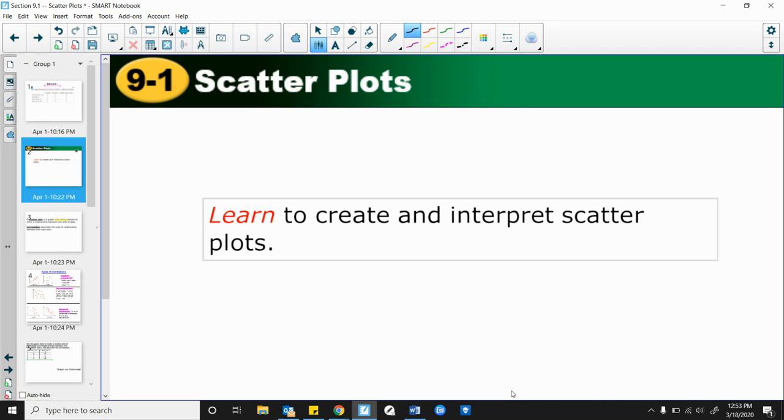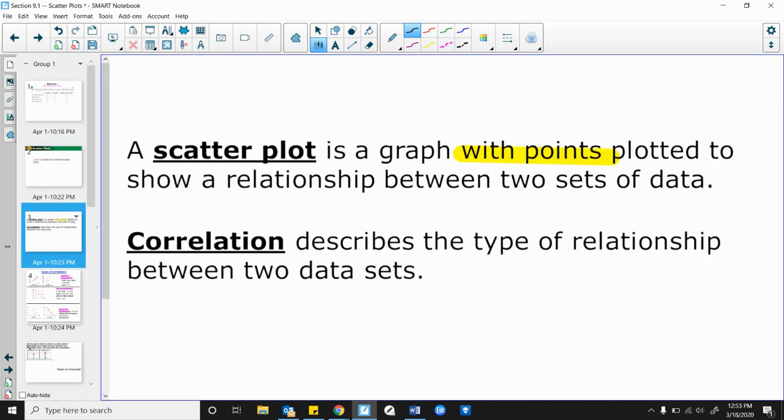So like I said, we're doing section 9.1 scatter plots today. You have two definitions that I want you to write down. Again, if you're able to print out the guided notes, great, you can just fill them in. If not, you're going to have to write down these two definitions. A scatter plot is a graph with points plotted to show a relationship between two sets of data. Okay, so we're looking at different kinds of graphs now.